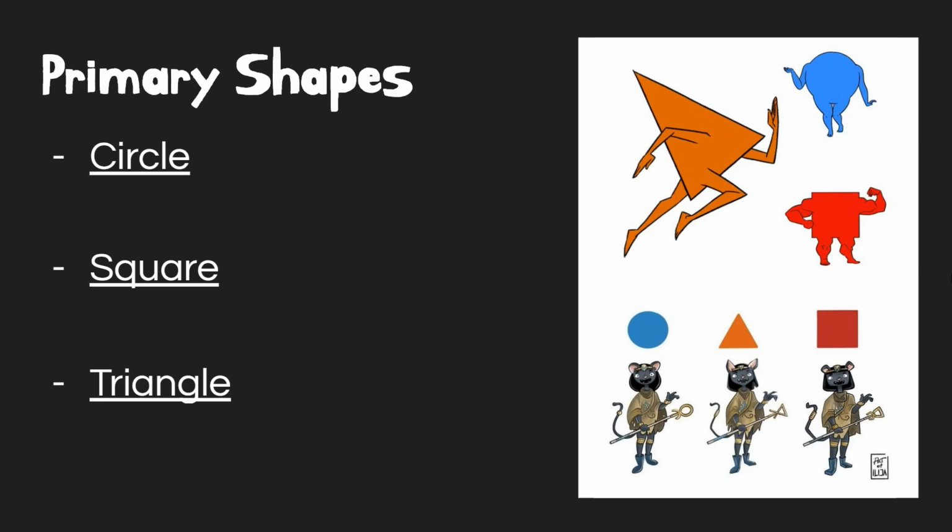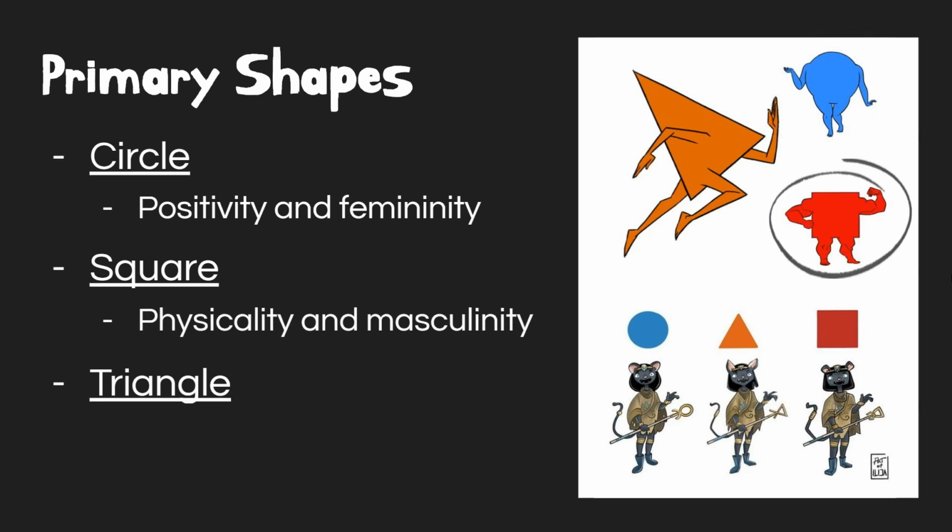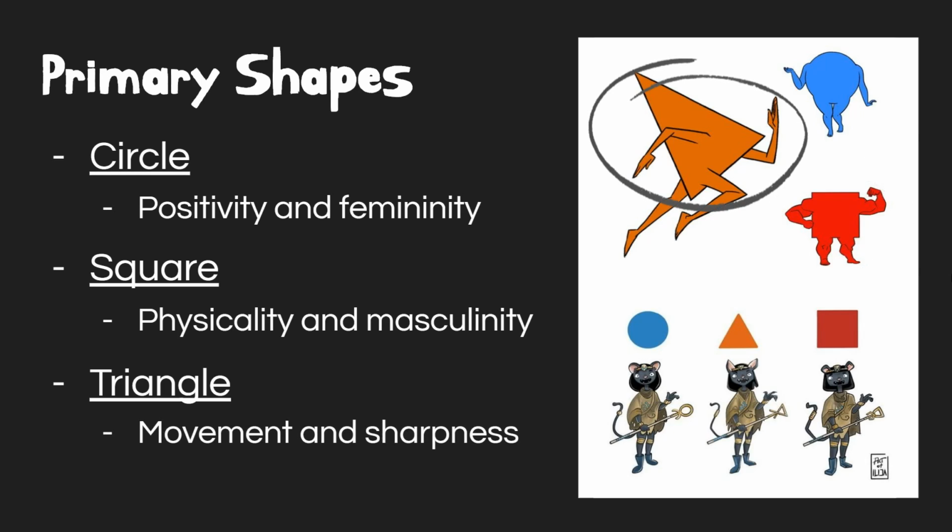Each of these shapes has strong associations psychologically with certain meanings. For example, the circle is associated with positivity and femininity, the square with physicality and masculinity, and lastly, the triangle with movement and sharpness. We're going to go a little bit deeper into each of these shapes with a few examples so you kind of see how these play out in an actual character's design.